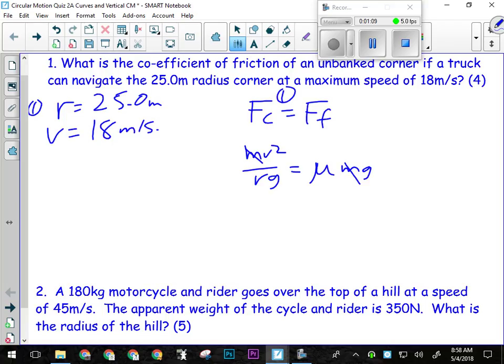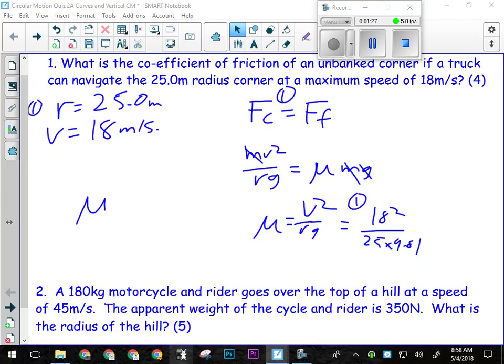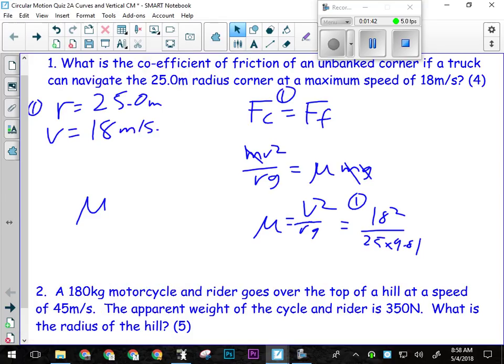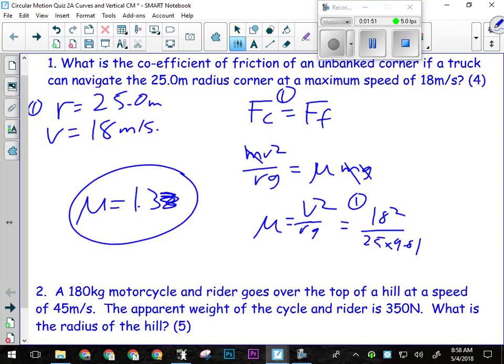All right, so if they have that mu equals v squared over rg, or they have the numbers plugged in, 18 squared divided by 25 times 9.81, either one of those is worth their third mark. And our final answer for mu is going to be 1.32. It's unusual for mu to be greater than 1, but in this case it is. Sorry, just two significant figures, 1.3.